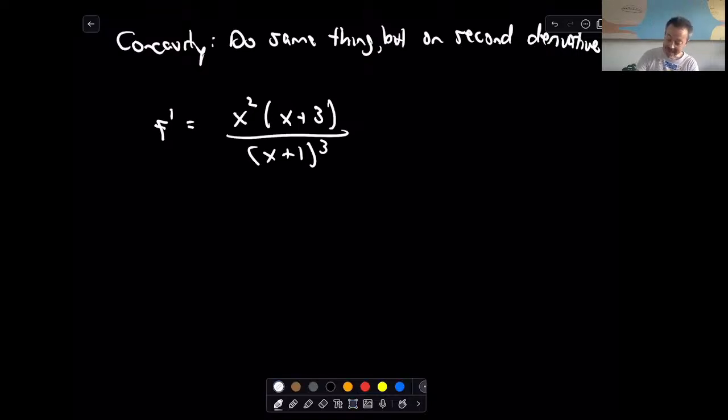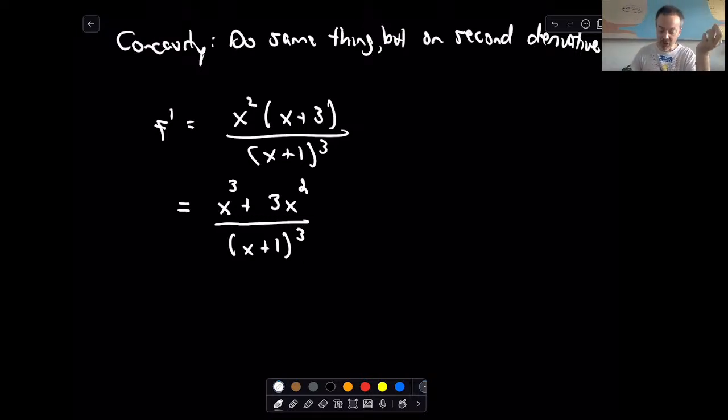Now, if we want to take a second derivative, before I do anything, I would distribute out the numerator and get x to the third plus 3x squared, and I would leave the denominator alone still. But the only reason why I'm multiplying out the numerator is because, again, I want to find the second derivative. That's where I'm going with this.